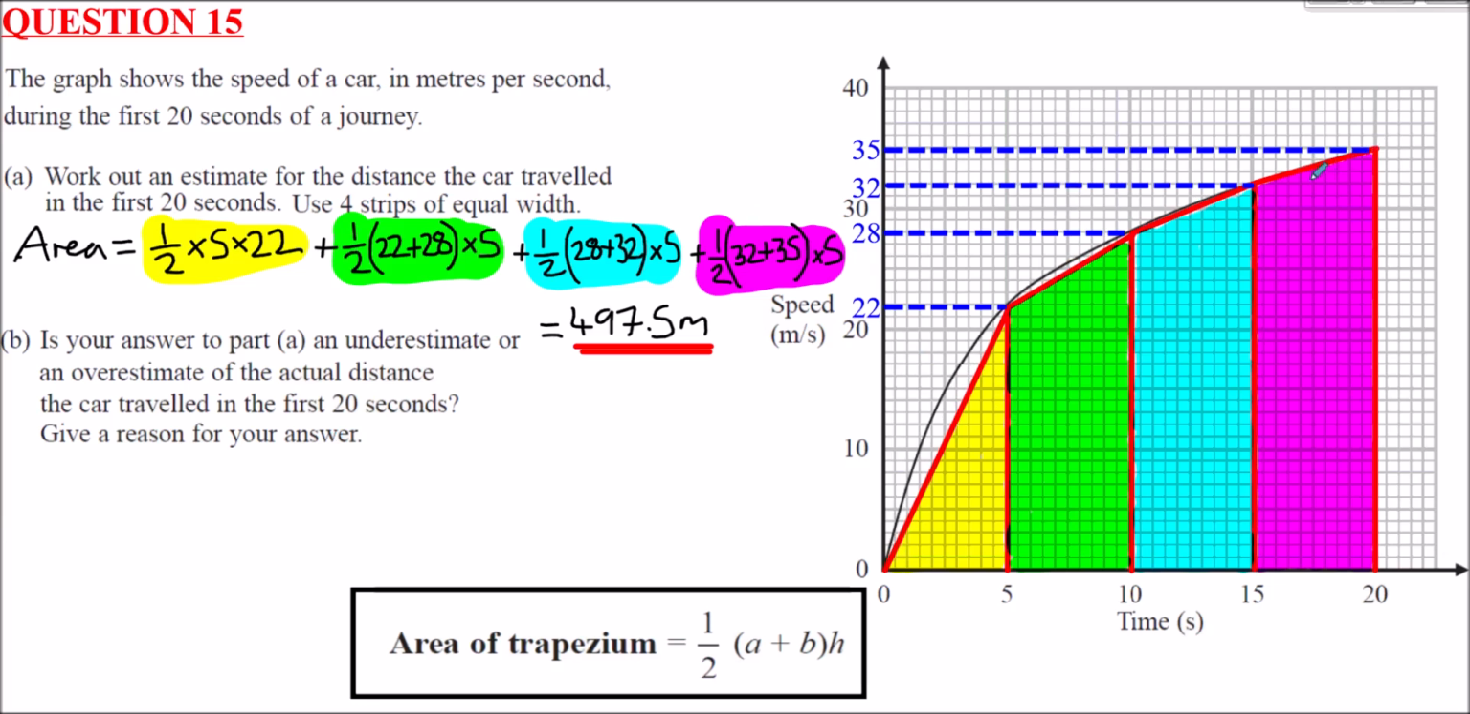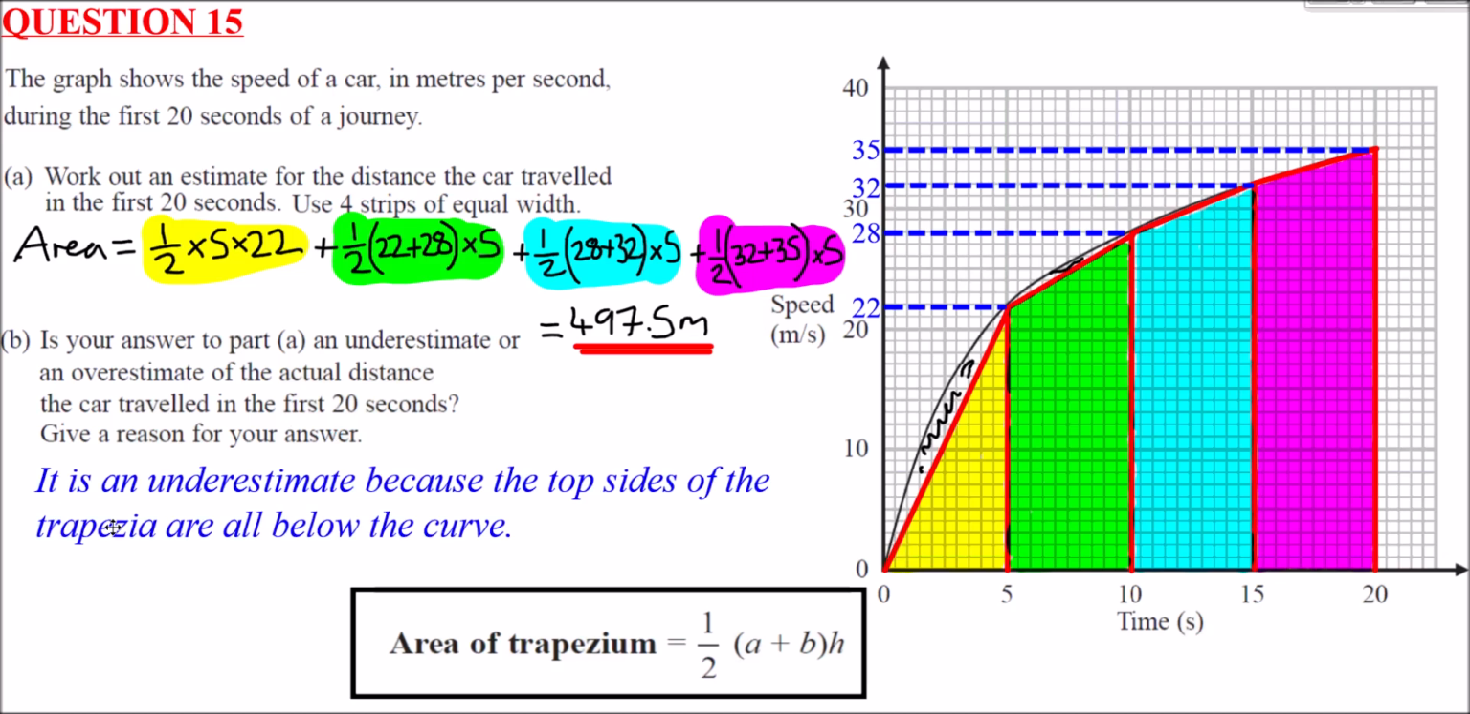So essentially, because the top sides of these trapeziums are always slightly underneath the curve, this area here is a slight underestimate of the whole area, because the actual area under the curve is these coloured in bits plus these bits here that we have missed off. So it's a tiny underestimate, so we need to put that into words for this one. Is it an underestimate or an overestimate? So what we need to say is something along these lines. It's an underestimate because the top sides of the trapezia are all below the curve.